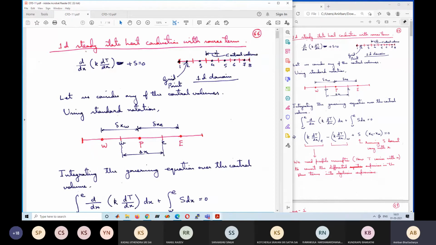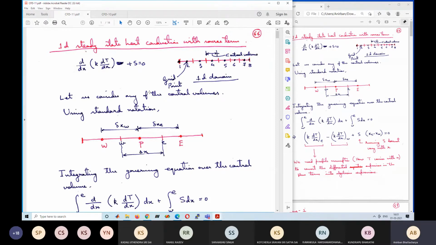Each of them is represented by a grid point at its center. So 2 is a grid point at the center of control volume 2, 3 is a grid point at the center of control volume 3. Similarly 4, 5, 6, 7. 1 and 8 are grid points at the boundaries to take into account the boundary conditions.